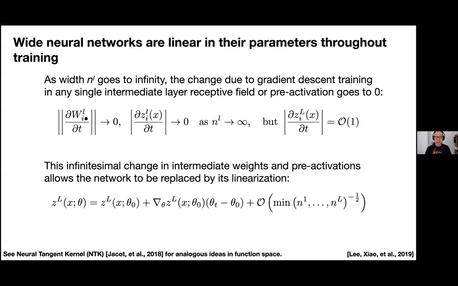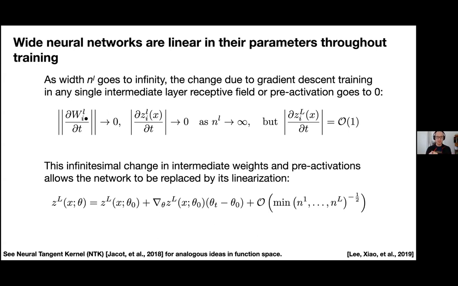However, because each of the units and receptive fields in the middle of the network change only infinitesimally, they can all be replaced by the first order Taylor approximation. So in the limit of infinite width, it turns out that throughout training, a neural network can be replaced by its linearization. That is to say, the output of the neural network will correspond to its output at initialization plus its parameter gradient at initialization times the change of parameters, and then plus a term that goes to zero with increasing width.